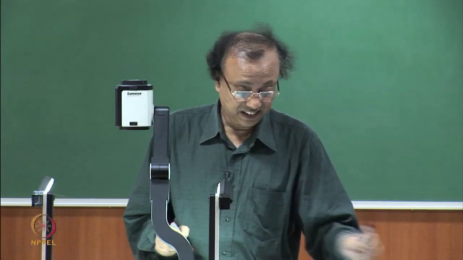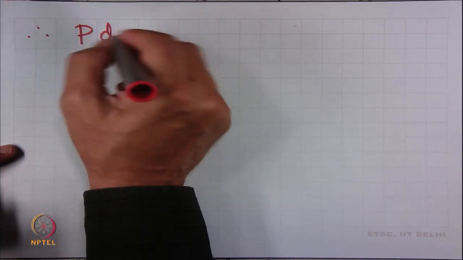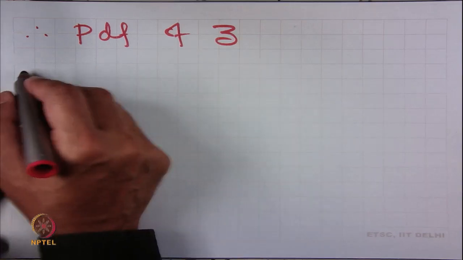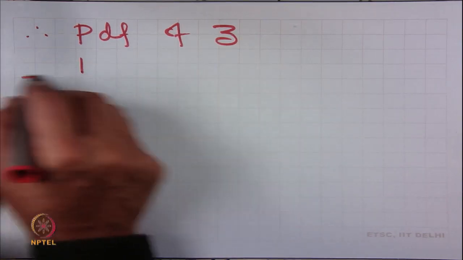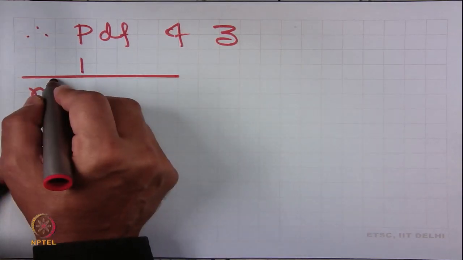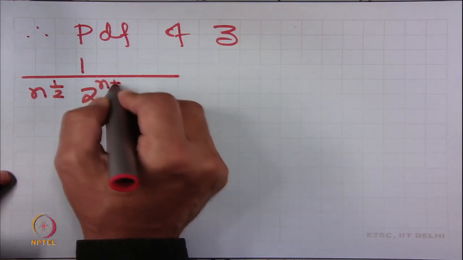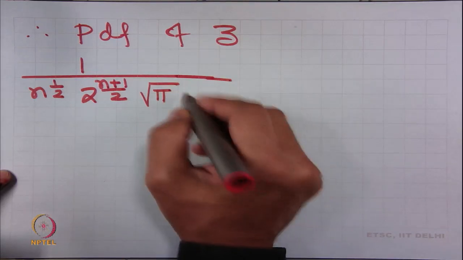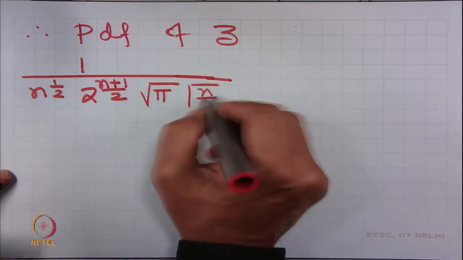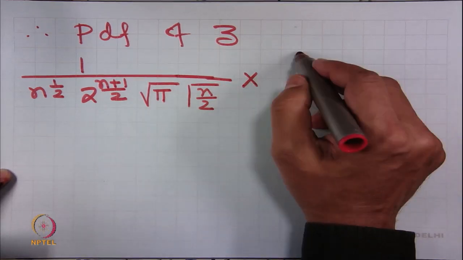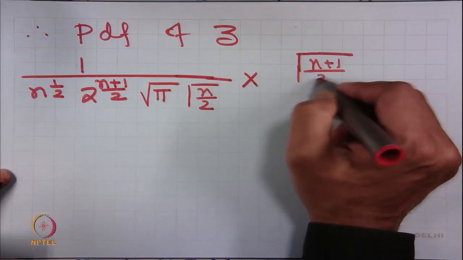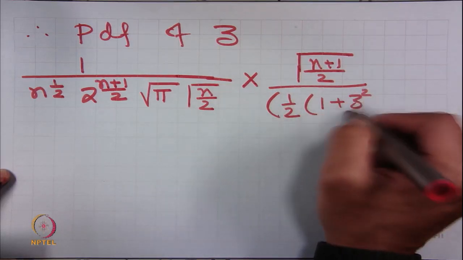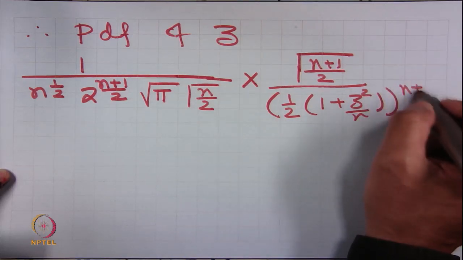Therefore, the PDF of z is, first we have to write the constant, which is 1 upon n to the power half, 2 to the power n plus 1 by 2, root pi, gamma n by 2, now multiplied by gamma of n plus 1 by 2 upon half into 1 plus z square by n, whole to the power n plus 1 by 2.